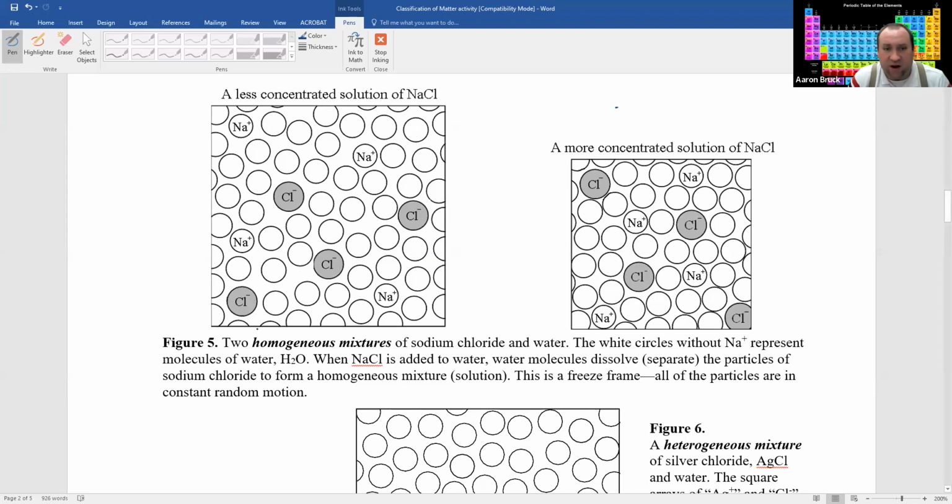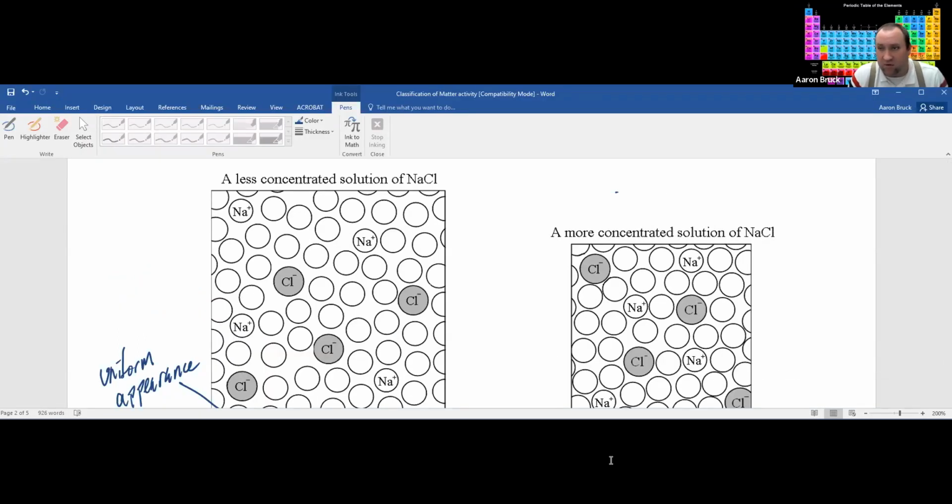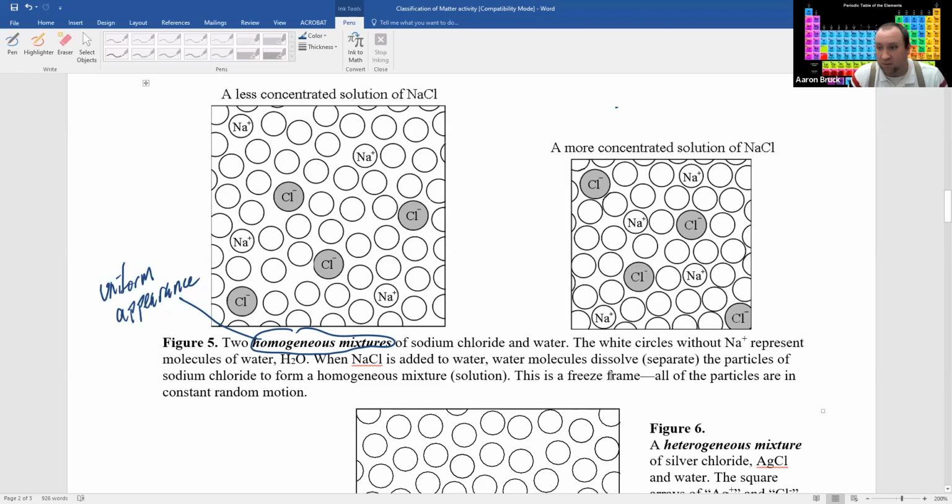As opposed to figure 5 here, where we've got what are called homogeneous mixtures. We know a homogeneous mixture as a mixture that has a uniform appearance. So this is another place where we can get confused between compounds and mixtures, because from a standpoint of appearance, they look really similar.